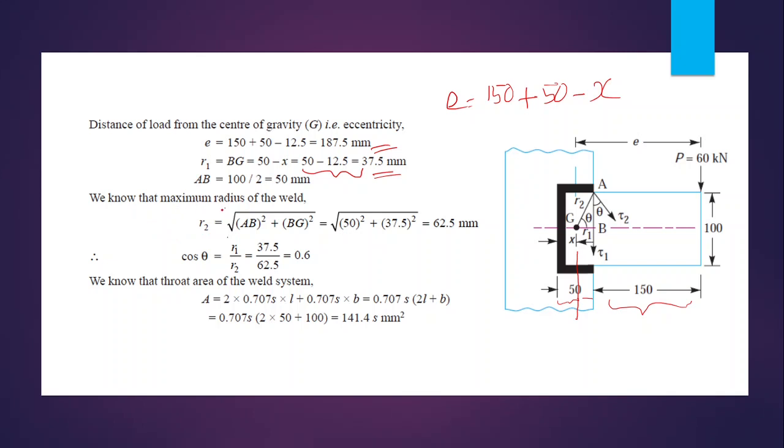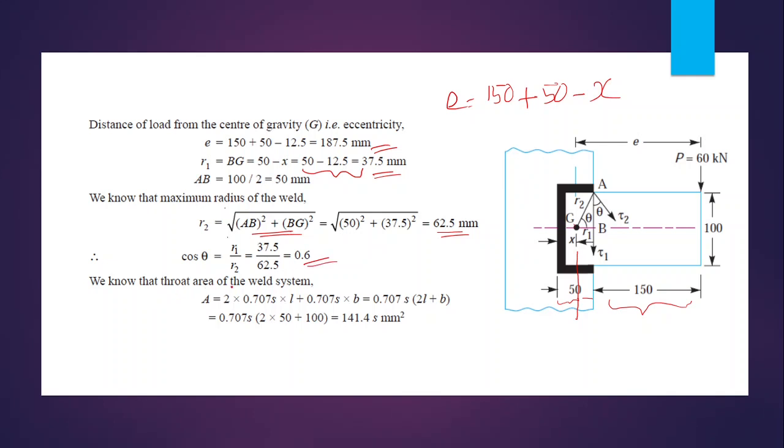Then we know that we must calculate the maximum radius of the weld, R2, and that R2 is equal to the square root of AB square plus GB square. That's equal to 62.5 mm. And cos theta is equal to R1 by R2. We have already discussed this calculation procedure. Then cos theta is equal to 0.6.